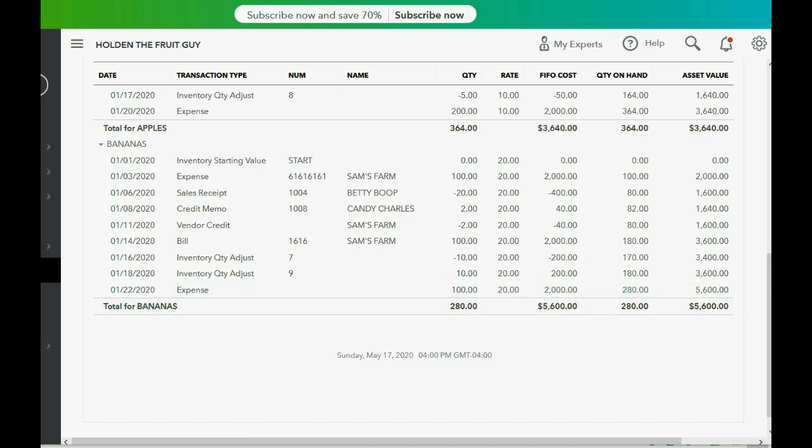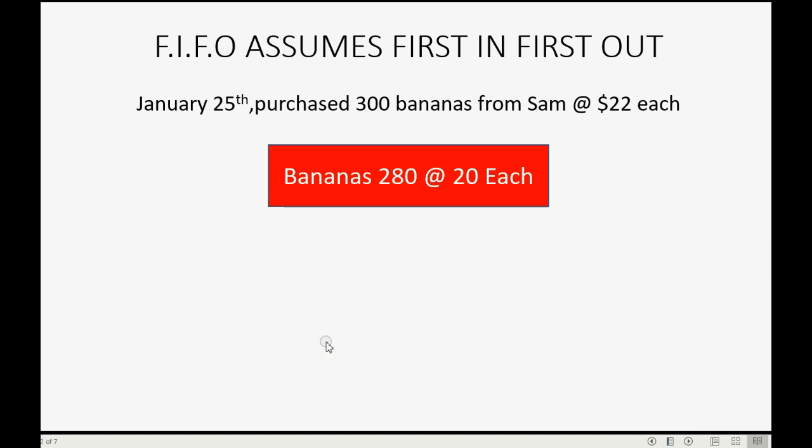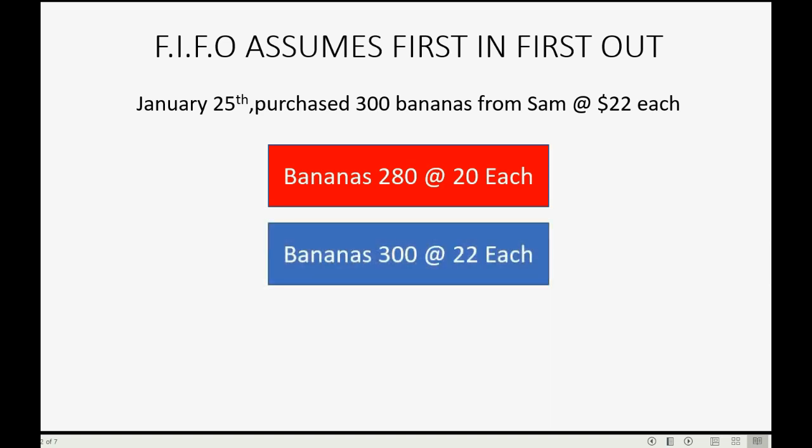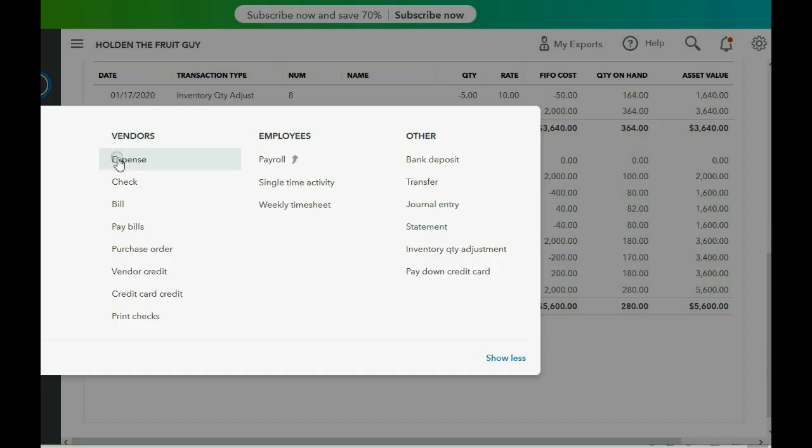Now, let's imagine on January 25th, we purchase 300 bananas from Sam and we pay $22 each. Well, if we do that, what will be in inventory? We'll still have 280 bananas at $20 each, and then we'll have another 300 bananas at $22 each. So let's go ahead and record that. In the top left, click New, Expense.